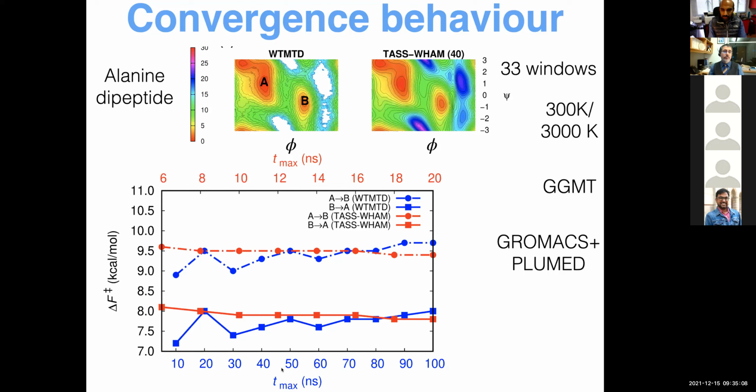But this is metadynamics, and the normal metadynamics is serial, and you can see that it converges very slowly. These umbrella windows we usually run in parallel. So in half an hour or less for alanine dipeptide, you get the converged free energy surface.